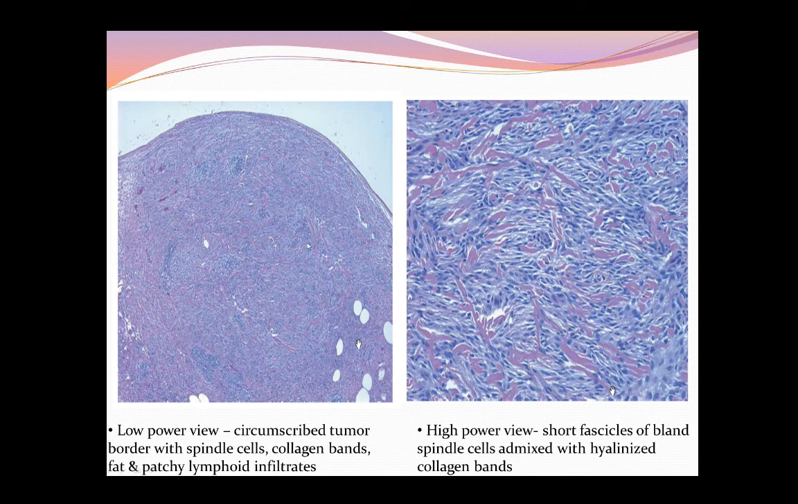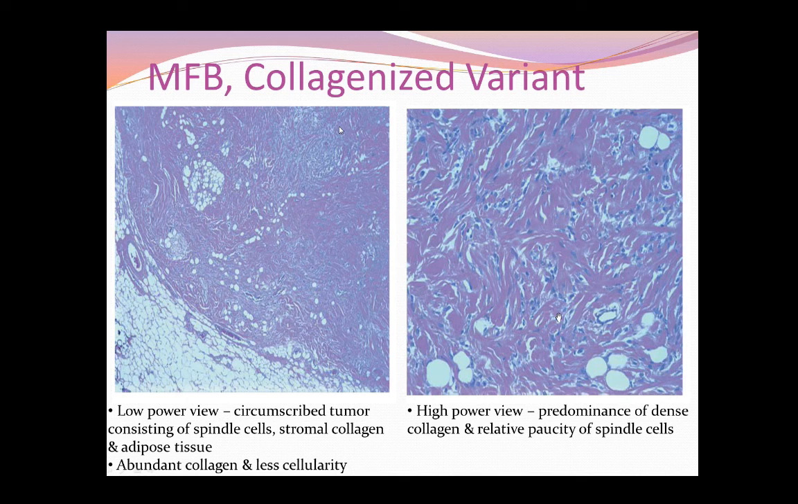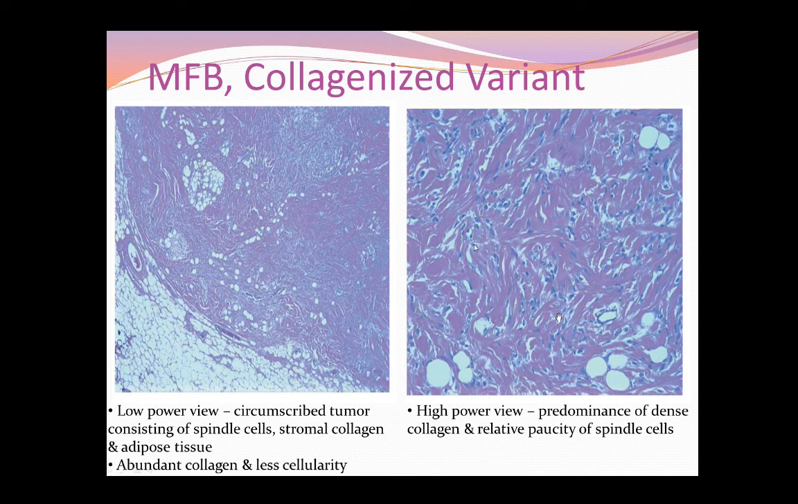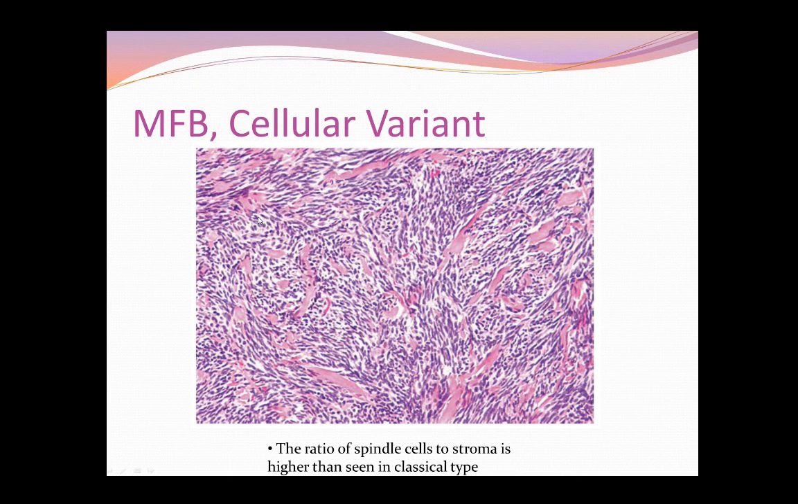So this is the low power view of the myofibroblastoma. You can see a circumscribed border, and then a patchy lymphoid infiltrate, adipose tissue, and then the bland spindle cells and ropey collagen. This is the high power view that shows small fascicles and this characteristic ropey collagen. In the collagenized variant, there is more collagen compared to cells. As compared to this figure, it has more collagen, so there is a paucity of spindle cells and a lot more collagen. The cellular variant, on the other hand, has more of the spindle cells compared to the stromal component.